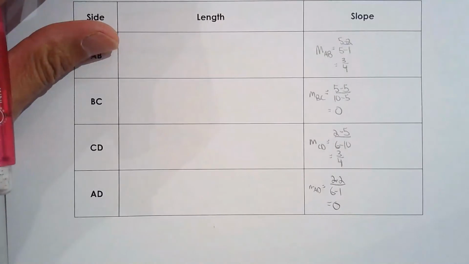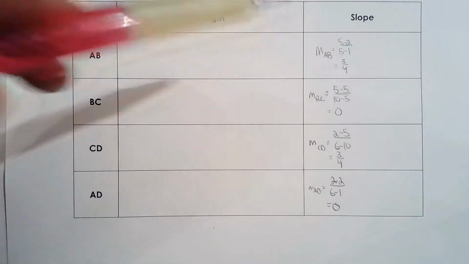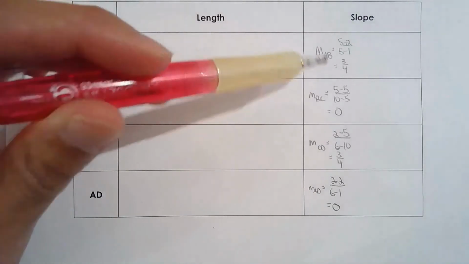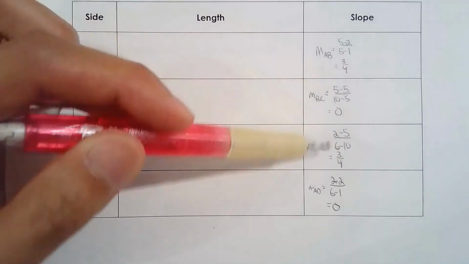Okay, so let's take a look at our slopes here. I can tell you I definitely have a parallelogram because opposite sides are parallel to one another. Slope of AB is 3/4, slope of CD is 3/4, so same slope, parallel.